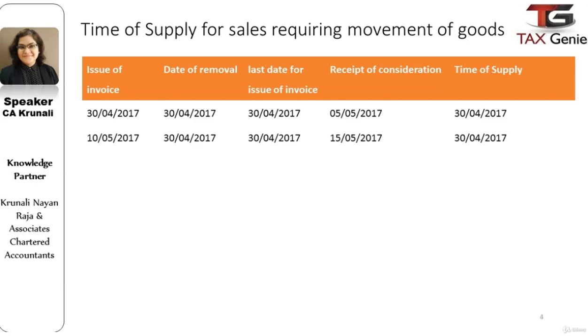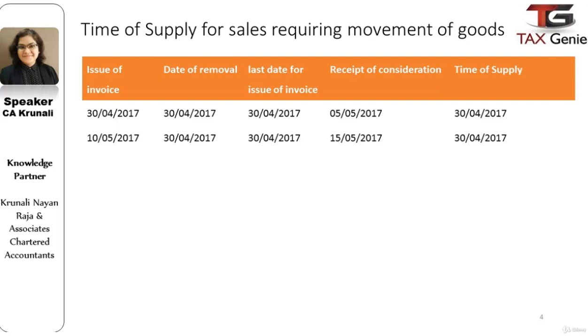In the next case, invoice was issued on 10th of May 2017. Goods were removed on 30th of April 2017. Last date for issue of invoice was 30th of April 2017 and the payment or consideration was received on 15th of May 2017. In this case, the time of supply would be the last date of issue of invoice, which is 30th of April 2017.